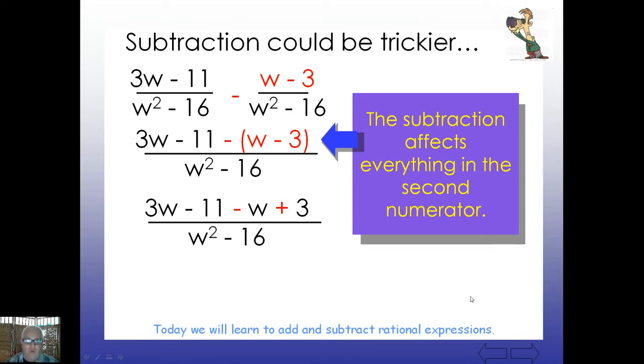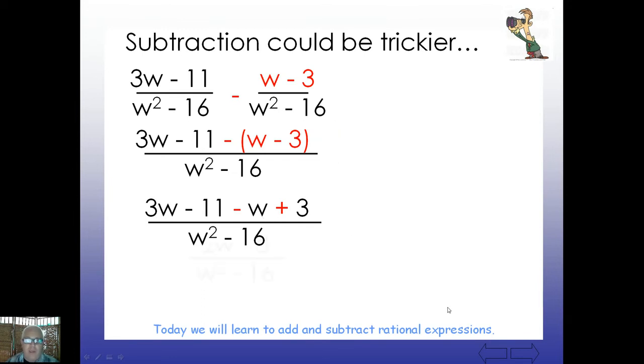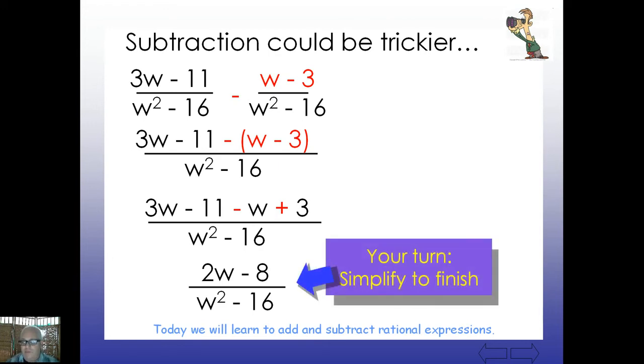And now let's just get to work. We'll combine like terms. 3w minus w, negative 11, and positive 3. And we end up with this right here. Now we're not done, of course, because we've got some work there. 2w minus 8, we can factor that. W squared minus 16, hopefully you recognize that as equal twins, right? So let's make sure we simplify here to finish. So why don't you pause the video for a second, take a look at that, and see how you do. Okay, and I'll be right back with you.